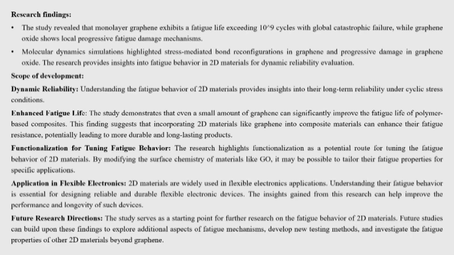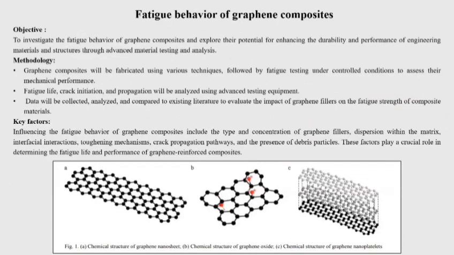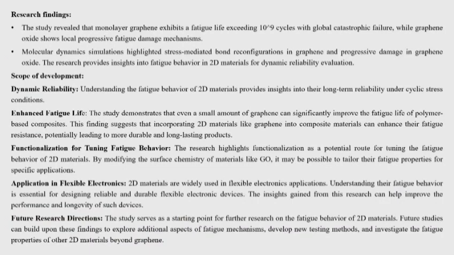Going to the next slide, coming to the scope of development, understanding the fatigue behavior of 2D materials provides insight into their long-term reliability under cyclic stress conditions. The study demonstrated that even a small amount of graphene can improve the fatigue life of polymer-based composites. The study serves as a starting point for further research on fatigue behavior of 2D materials to develop new testing methods and to investigate the fatigue properties of other 2D materials beyond graphene.